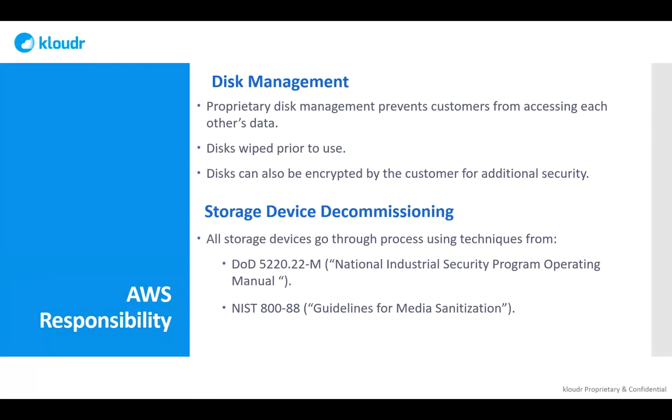To answer all these questions and concerns, all disks are wiped prior to use, and they can also be encrypted by customers for additional security. In case you need an additional layer of security, customers can encrypt their EBS storage using their own key. And this way, the key will not be AWS's, nor will any other customer be able to retrieve it.